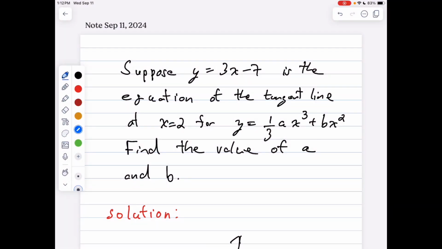Hello everyone. We have a calculus question today. So suppose y equals 3x minus 7 is the equation of the tangent line at x equals 2 for y equals 1/3 ax cubed plus bx squared. Find the values of a and b.